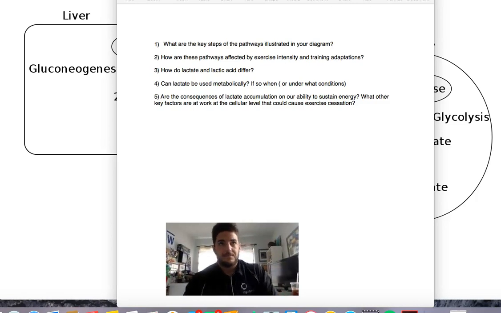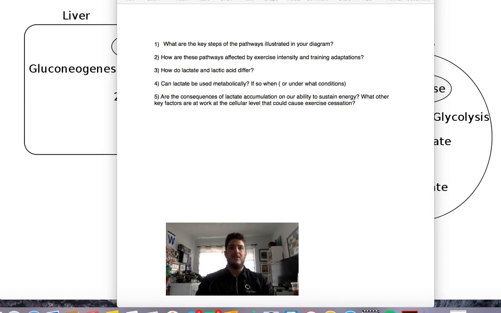Good morning, class. Today we're going to go over the lactate pathways between the muscle and the liver. Just to give you a little bit of insight: blood lactate concentrations reflect lactate production and clearance. The clearance of lactate from the blood reflects a return to homeostasis and thus the person's ability to recover.